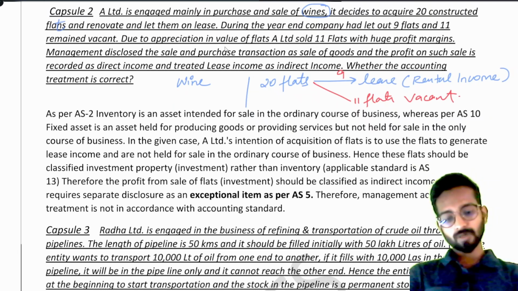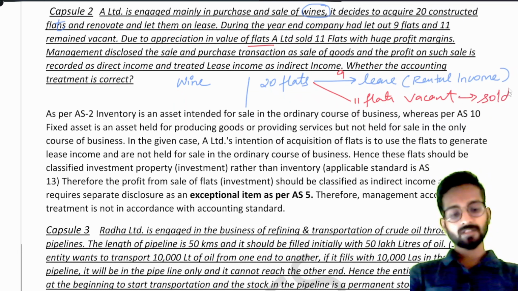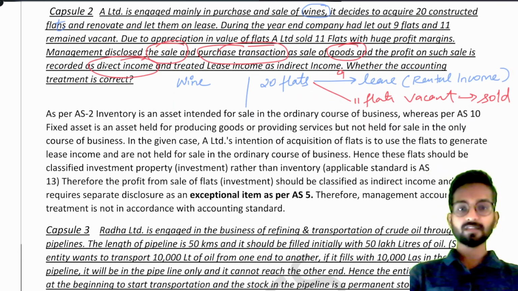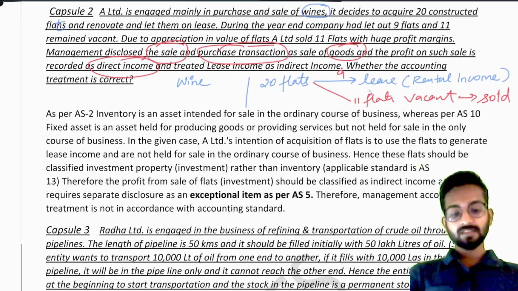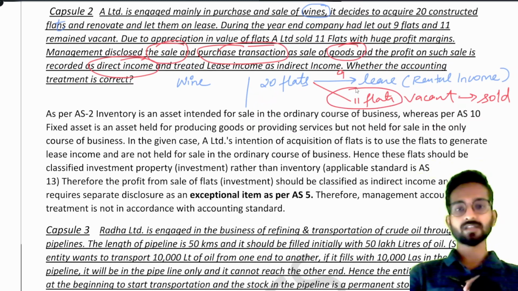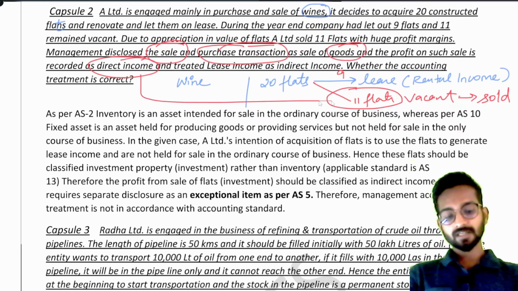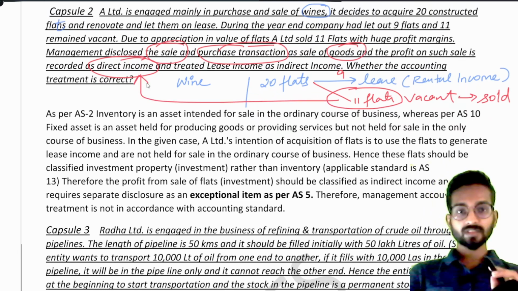Now, due to appreciation in value of flats, A Limited sold 11 flats with huge profit margin. Now they are saying we sold it. They sold these flats with huge profit margin. Management disclosed the sale and purchase transaction as sale of goods and the profit on such sale is recorded as direct income. देखो, मैनेजमेंट ने क्या गलती की है? मैनेजमेंट बोल रहा है कि these flats what we constructed and what we have sold, it is in the ordinary course of business and they have recorded it as direct income. But understand, this is wrong.